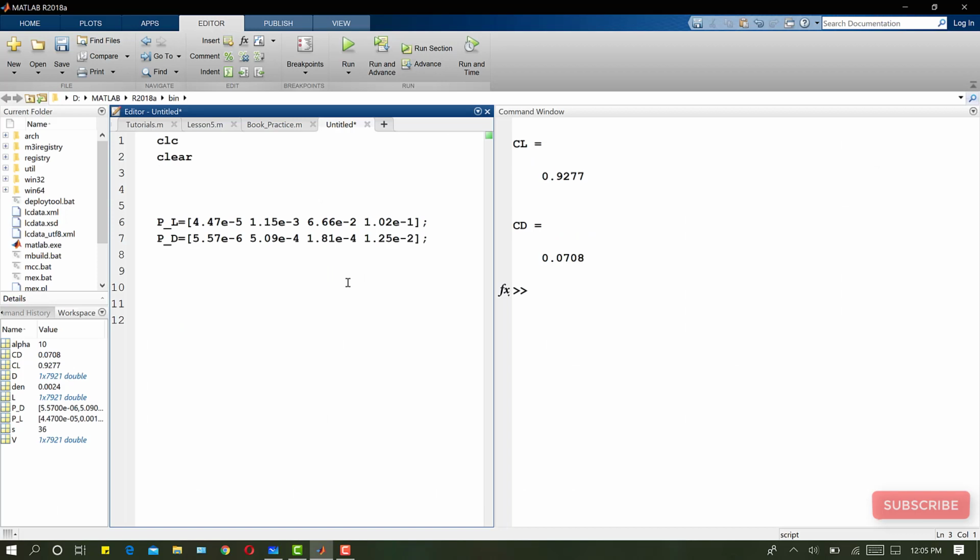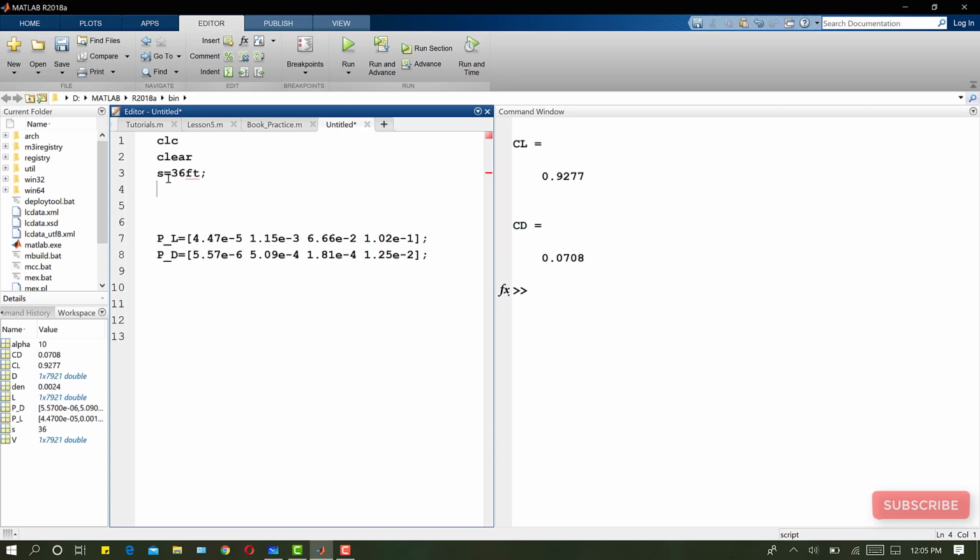Now let's write the script file for this problem in MATLAB. These are the two polynomials that are given. I have already written the coefficients of those polynomials. This polynomial is for the lift, and this polynomial is for the drag force. So first I will define all the variables that are given. S is given, which is 36 feet. So I will write S 36.